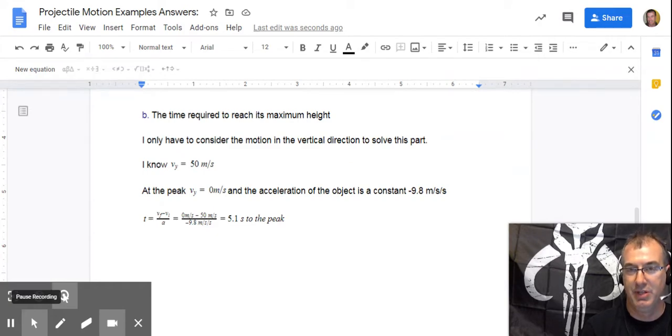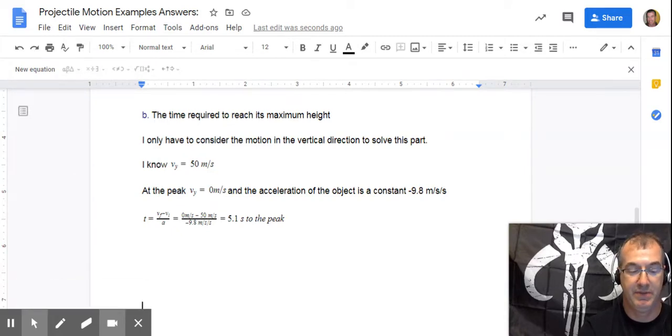So, I know that the object's velocity is going to constantly change at a rate of 9.8 meters per second every second. So how long is it going to take to go from 50 meters per second down to 0 meters per second if I take away 9.8 meters per second every second? So what you see here is the mathematical setup.